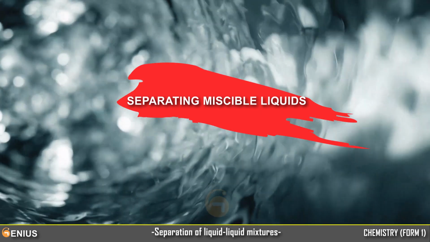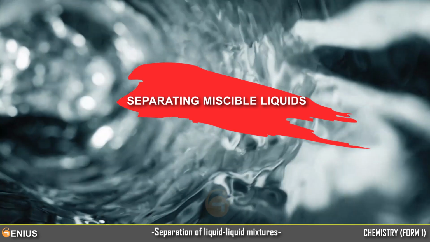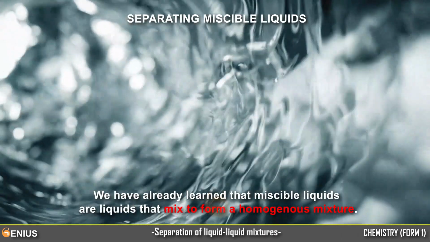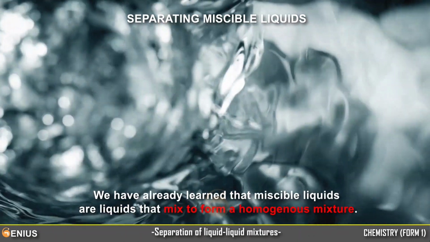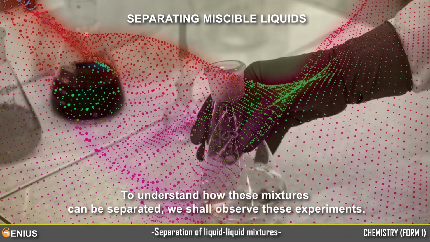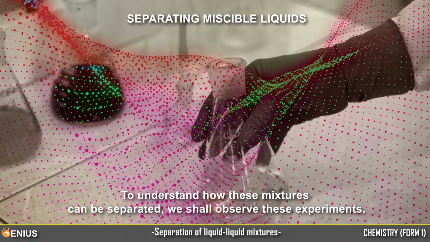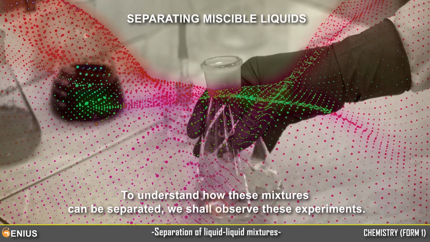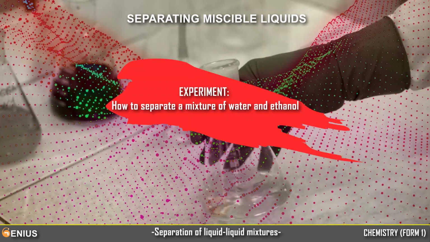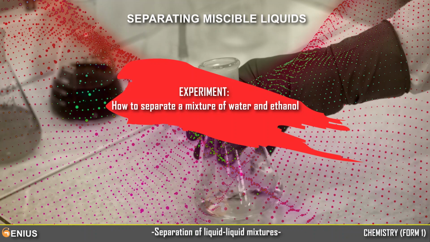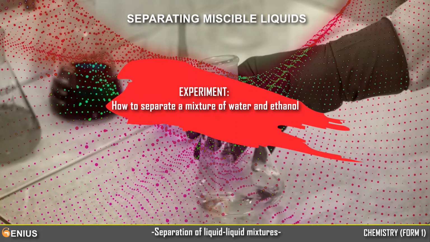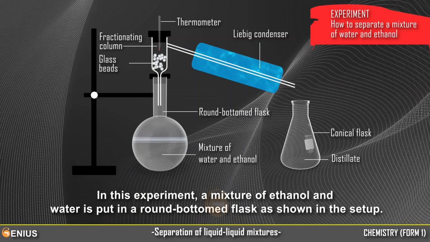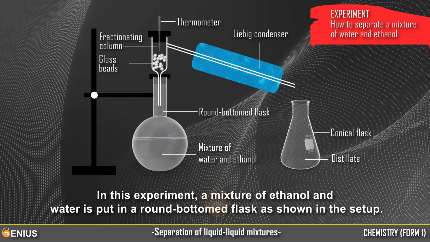Separating miscible liquids. We have already learned that miscible liquids are liquids that mix to form a homogeneous mixture. To understand how these mixtures can be separated, we shall observe these experiments. Experiment. How to separate a mixture of water and ethanol. In this experiment, a mixture of ethanol and water is put in a round-bottomed flask as shown in the setup.